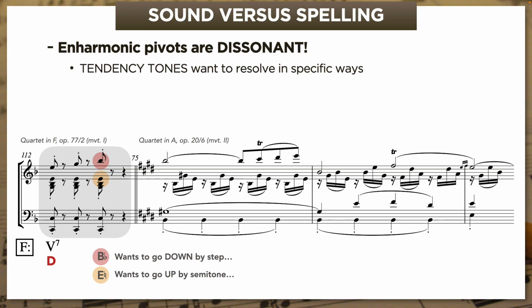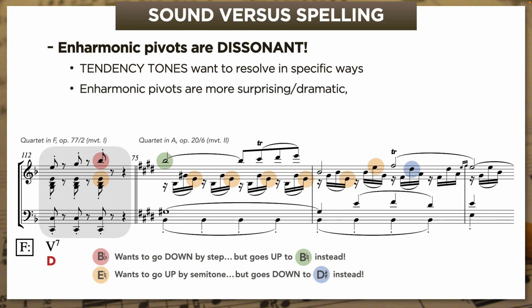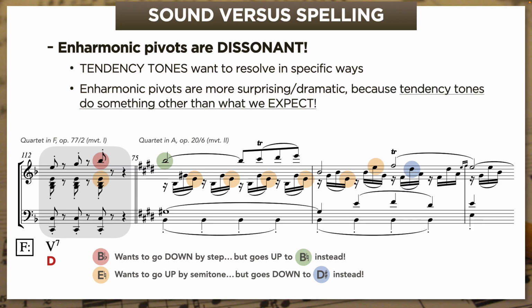In the stitch-up version, this downwardly mobile B flat goes up by half step like an upwardly mobile A sharp. And instead of rising, the leading tone E just stays where it is, eventually leaps an octave, and then drops by semitone to D sharp. All of this is why enharmonic pivots tend to be so much more surprising and dramatic than normal pivots. You've got powerfully charged tendency tones doing something other than what we expect.